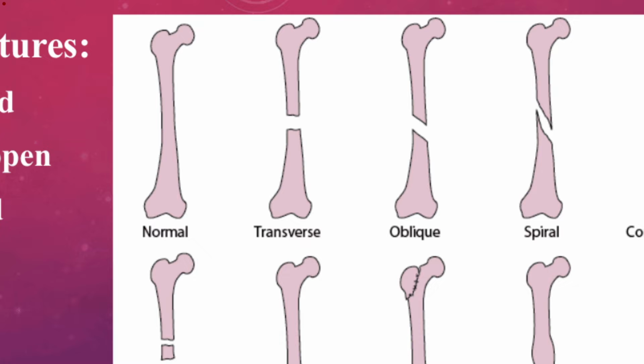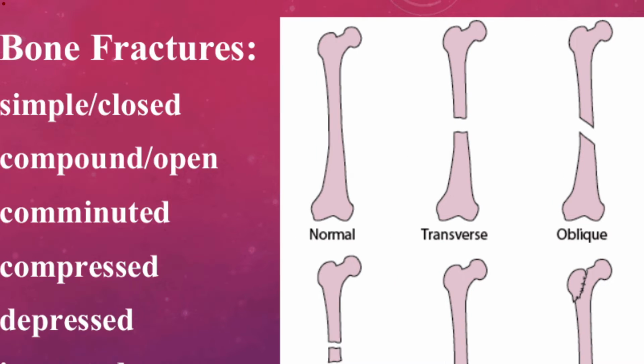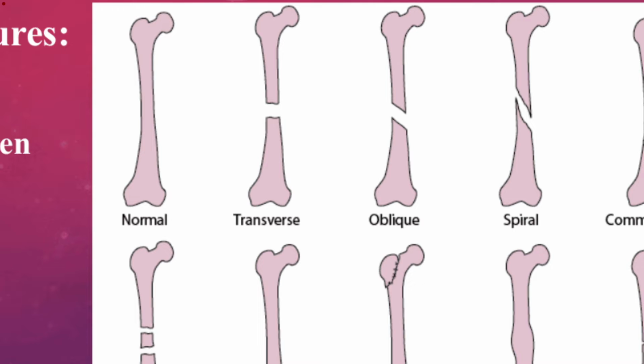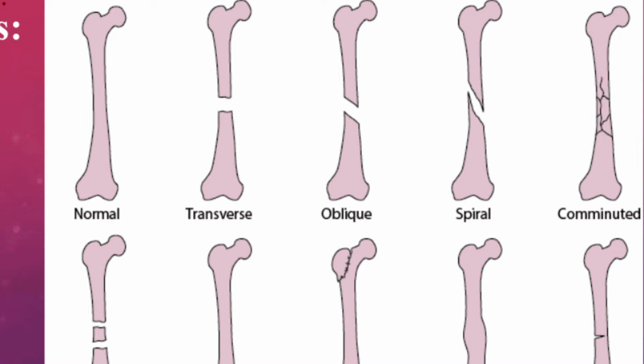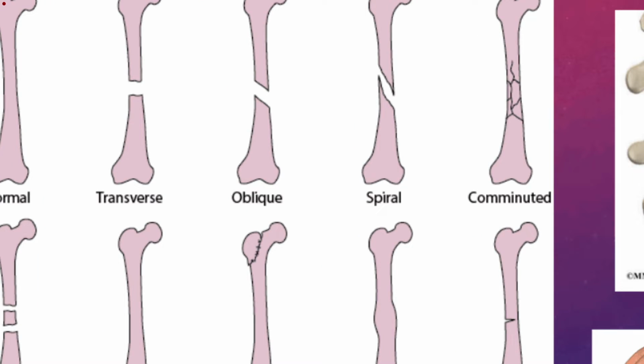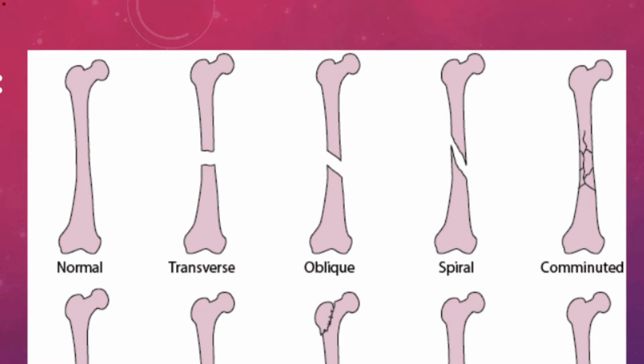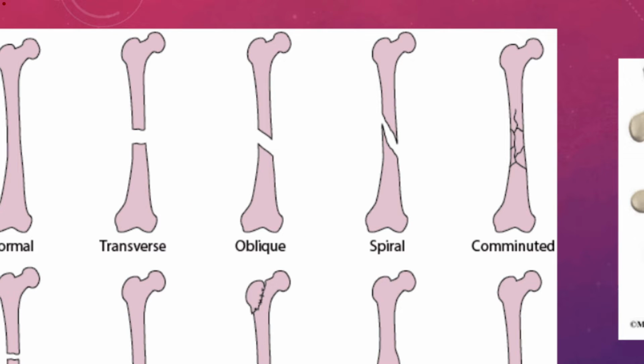Transverse, oblique, spiral, these are all simple, right? One fracture across the bone, or closed, you don't break the skin, okay? Comminuted is more than one break. If you have a compound fracture, that means that you've broken the bone and the skin, not that you have more than one break. So a compound fracture is you've broken the bone and you've broken the skin. Comminuted is where you have more than one break.